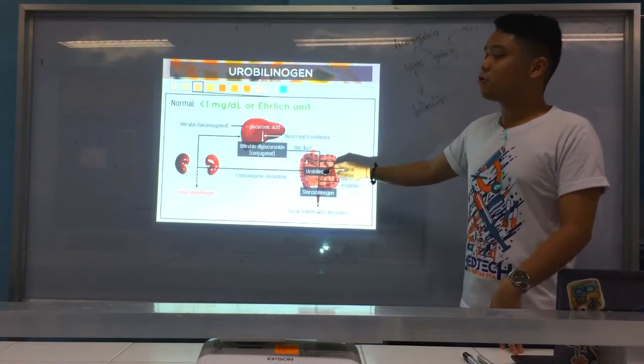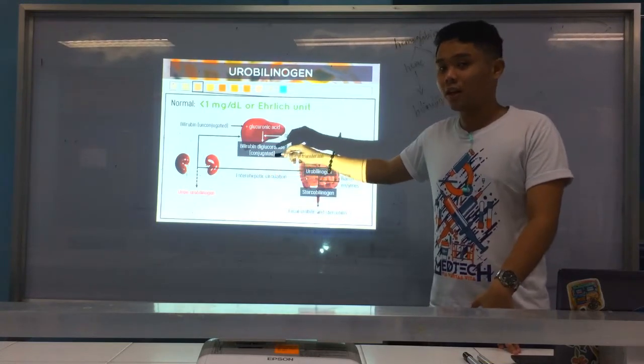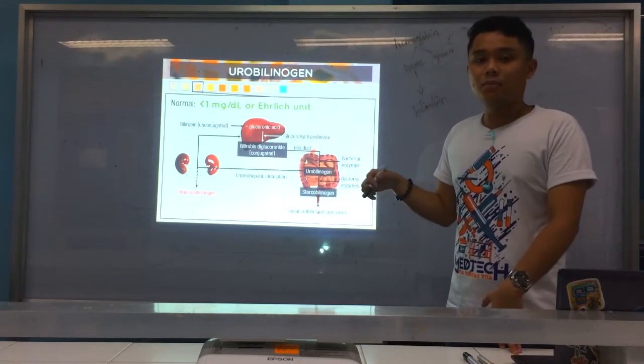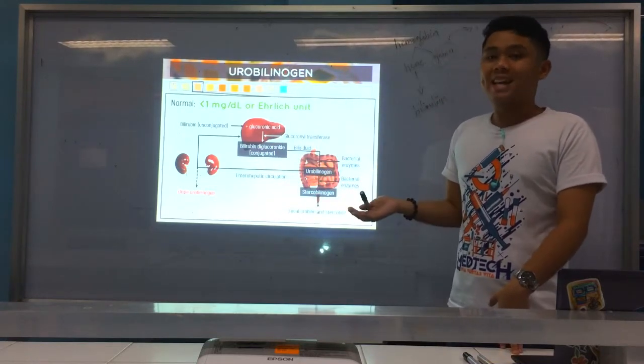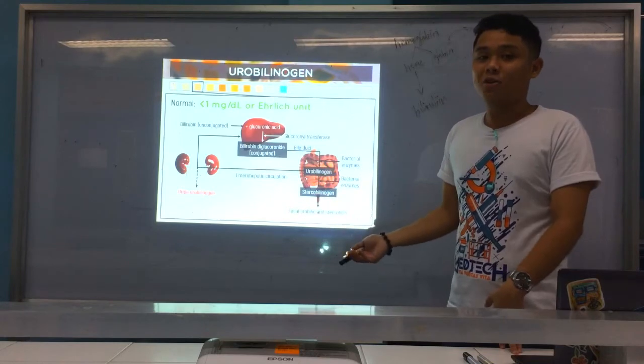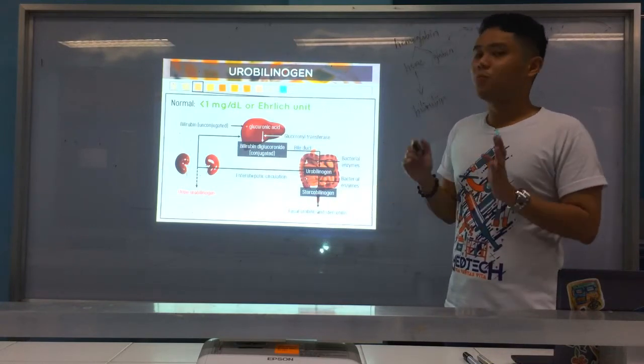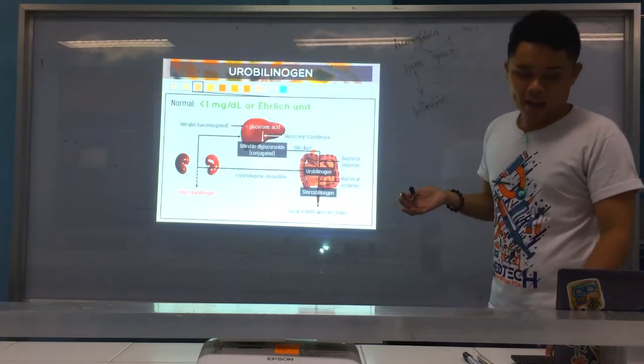And of course, your urobilinogen can enter the enterohepatic circulation back to the liver, and by doing so, it can also go to the kidneys. That's why we also excrete urobilinogen, okay? So that's the metabolism of both bilirubin and urobilinogen, okay?